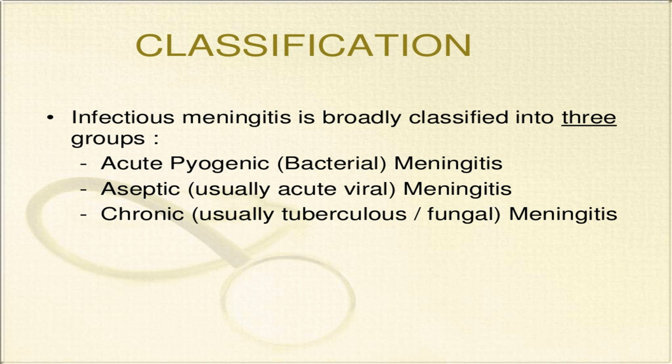There are different classes of meningitis. One, we have acute pyogenic meningitis. This is a type of meningitis that is caused by bacteria. The second one is aseptic meningitis, which is usually caused by viruses. And the third is chronic meningitis, which is caused by tuberculosis or fungi. Meningitis also can be caused by blunt force trauma to the head.